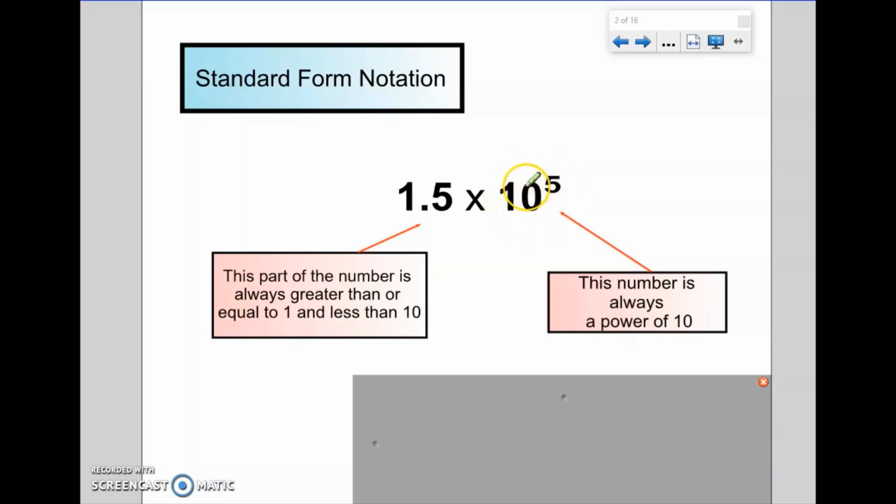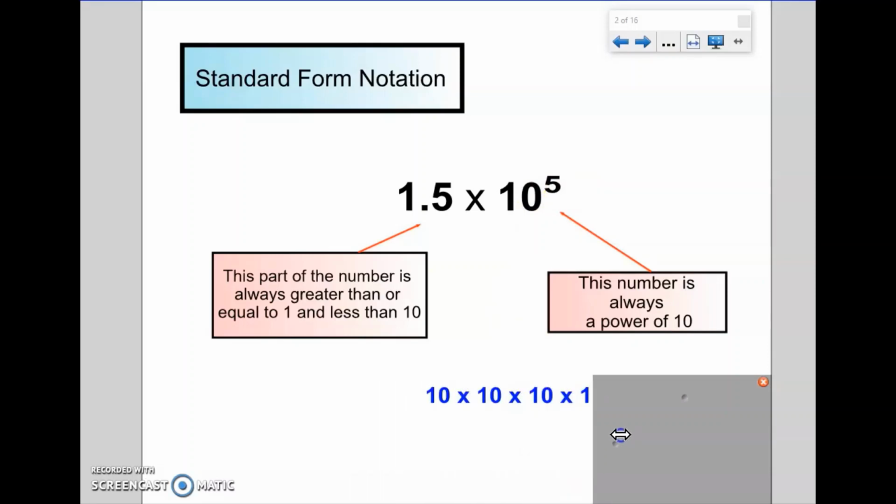So if we had 10 to the power of 5, remember what that actually means. That means 10 multiplied by itself 5 times. And if I calculated that, it would actually give me 100,000. So what this power of 10 is representing is 100,000. So that's telling me that 1.5 times 100,000 would give me the result of this standard form notation if I wanted to change it back into an ordinary number.